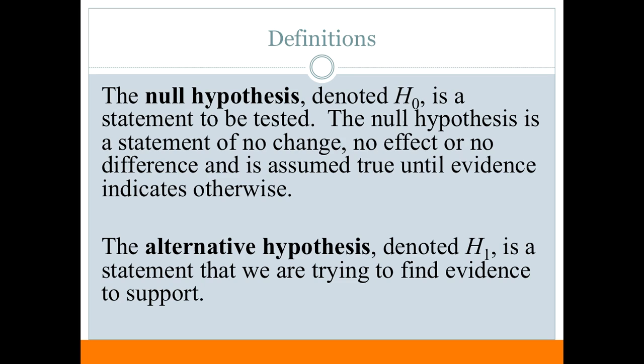Now the alternative hypothesis, denoted H1, or you might see it denoted HA for H alternative, is a statement that we're trying to find evidence to support. So we believe that a proportion has increased or decreased or just that it's changed, and we're trying to figure out if there's evidence to support that. So that would be our alternative hypothesis.